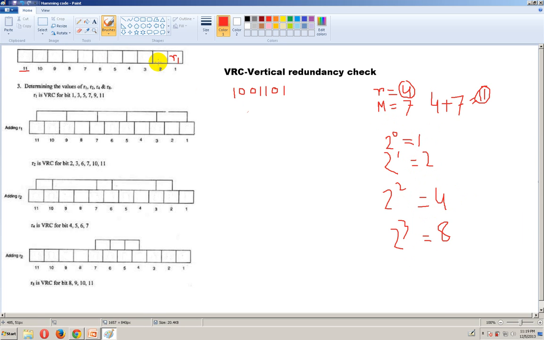So let's put r2 here, then r3 here, redundancy bit number 3, then the position 8 also gets r4.